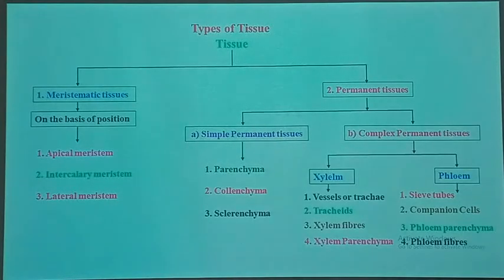If we want to know the section or anatomy or internal structure of the stem, then the outer layer is the epidermis, made up of the epidermal layer. Inner to the epidermis is the hypodermis or cortex region, which is made up of simple permanent tissue, that is parenchyma cells, collenchyma cells, sclerenchyma cells, and the middle part, that is the central region, is made up of xylem and phloem tissues. The types of tissues we will discuss in detail one by one.